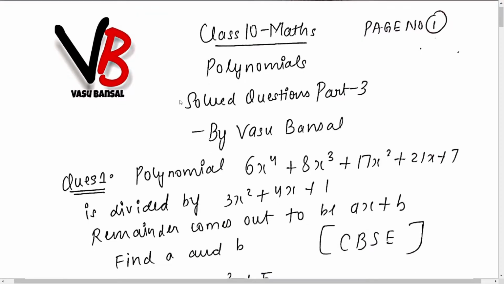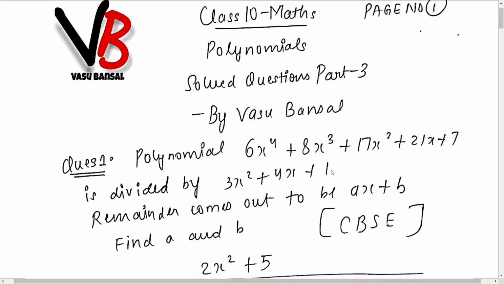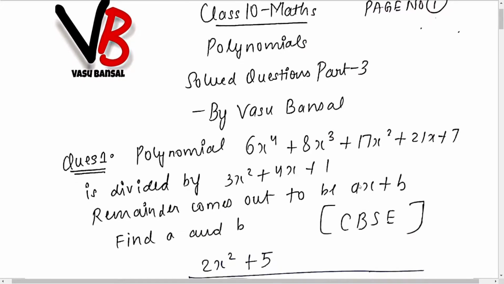So I'll be covering 4 questions in this video. So let's start. The first question is, you are given this polynomial 6x^4 + 8x^3 + 17x^2 + 21x + 7, and this is divided by this polynomial 3x^2 + 4x + 1. Given the remainder comes out to be ax + b. So you need to find a and b. So this was asked in your board exam CBSE.